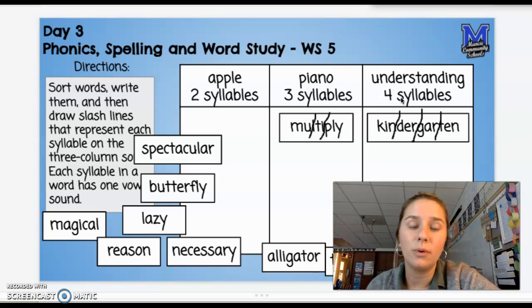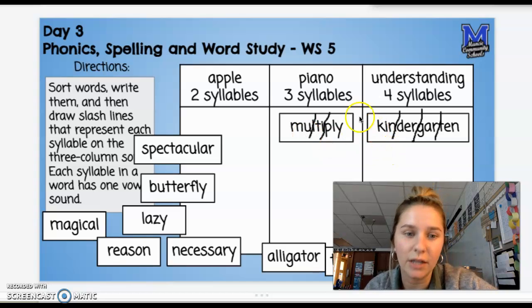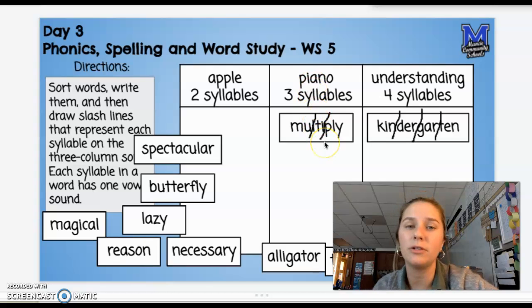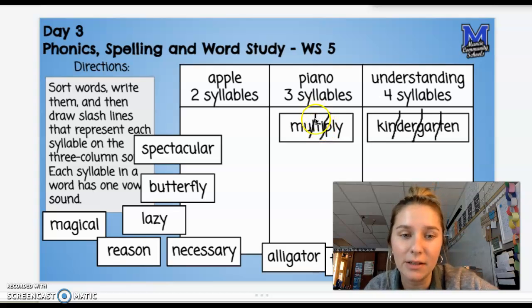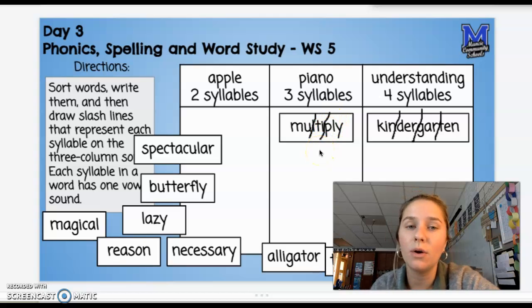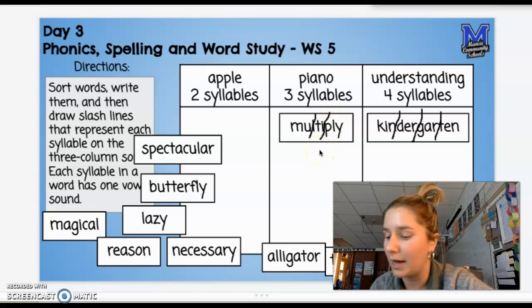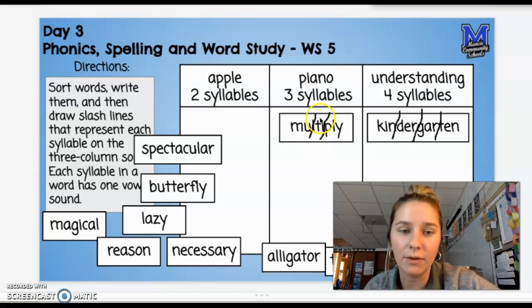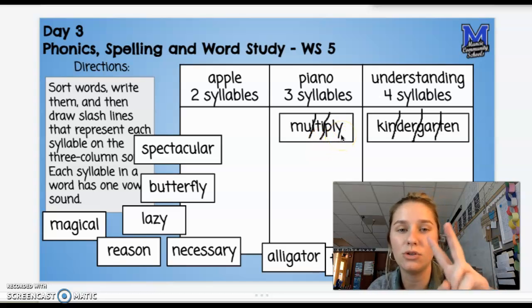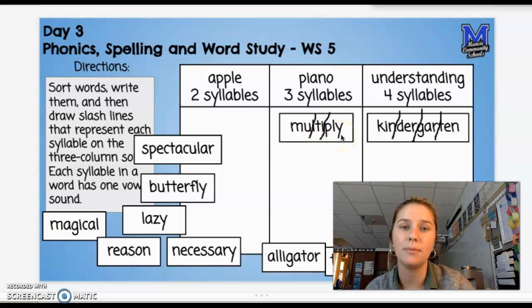Understanding. So I've already sorted a couple of words here, and let's look at this word multiply. I sorted the word under 3 syllables because if you read the word multiply and then clap the syllables, multiply, it has 3 syllables just like that example word piano. Now, I have added slash marks or slash lines to show where the word would be broken by its syllables. So I wrote a slash here, multiply. So it has those 2 slashes because it's broken into 3 parts.